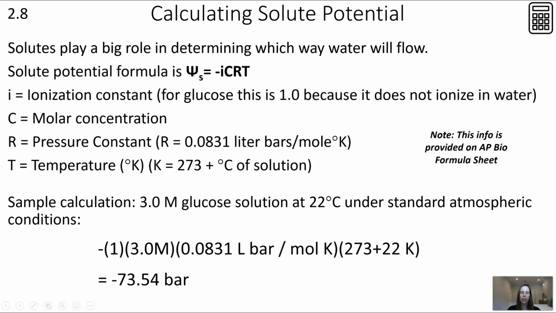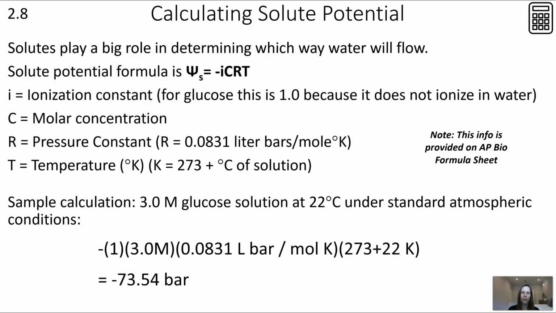Okay, so what we do is we plug in all these numbers. Remember, the formula for solute potential is negative iCRT. i, in this case, because it's glucose, is 1 because it doesn't ionize. Glucose doesn't break up into ions. The concentration is 3 molar. That was provided. The pressure constant is provided. That's the 0.0831. And then to find our degrees Kelvin, we take 22 plus 273 to find the temperature. And if you multiply these all together, a bunch of these units cancel out. We're left with bar, which is a measure of pressure, essentially. And so we have a calculation of negative 73.54 bar.